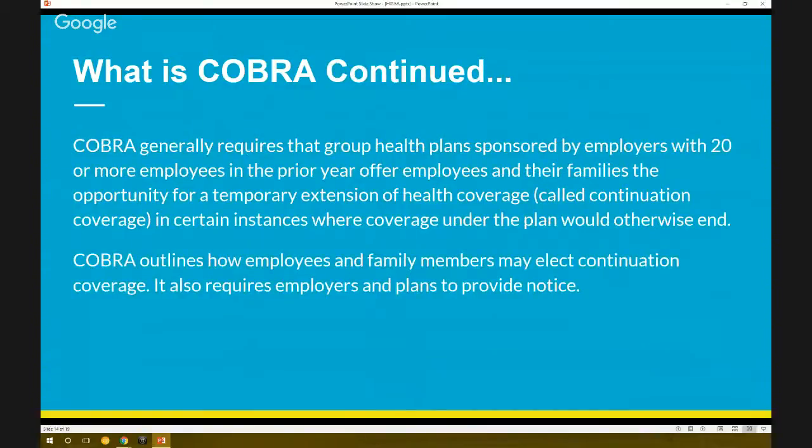COBRA generally requires that group health plans sponsored by employers with 20 or more employees in the prior year offer employees and their families the opportunity for a temporary extension of health coverage, called continuation coverage, in certain instances where coverage under the plan would otherwise end. COBRA outlines how employees and family members may elect continuation coverage. It also requires employers and plans to provide notice. Next slide, please.